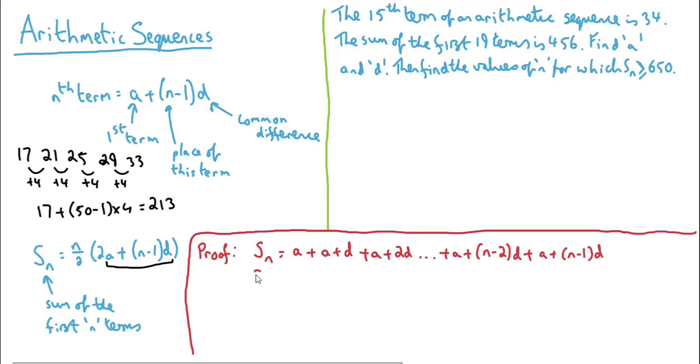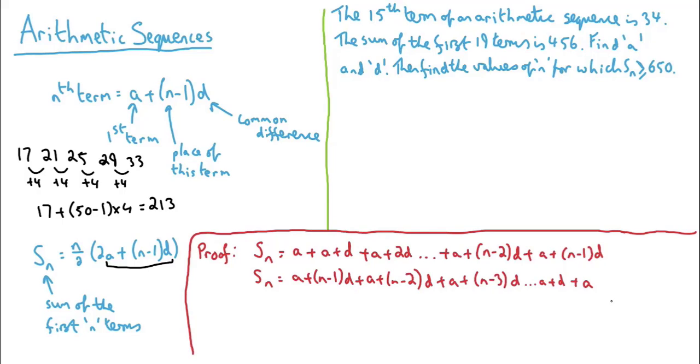Now, because it's addition, we could actually write this sum going the other way round. So we could say that it's a add n minus 1 d plus a plus n minus 2d plus a plus n minus 3d, going all the way to a plus d plus a. So it's the exact same sum value because it's the exact same terms all added up. It's just you added them in the reverse order.